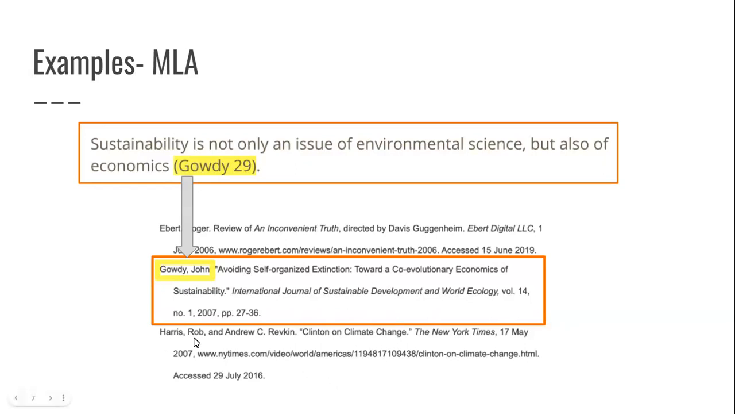Another resource that you might come across is a website article that you might want to incorporate. And so you would use the author's last names and first names, the title, the website name, the date that this was published, along with the link, and then the date that you accessed this article.